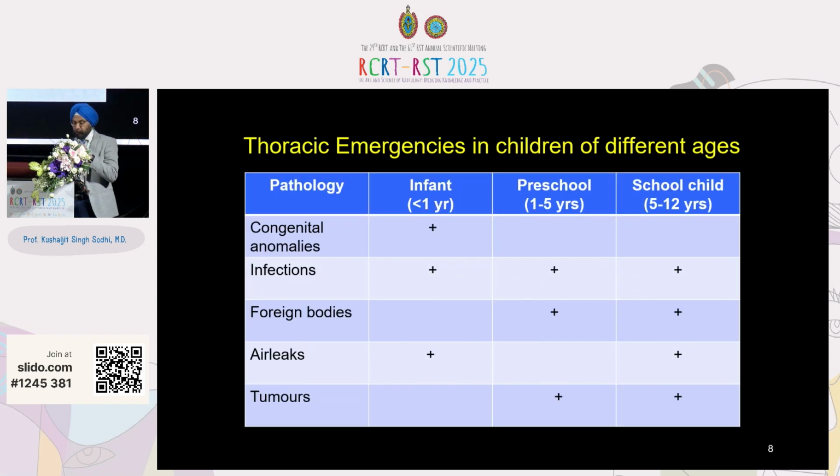Briefly, we can divide the thoracic emergencies in children of different ages according to these broad categories, such as congenital anomalies, which you would obviously see more commonly in a neonate or infant or in the early preschool 1 to 5 years. Infections can be seen across all age groups, even infants or older kids. Foreign bodies are typically seen in children and can bring a child to the ER, but the age group is slightly older, like 2 or 3 years, when the child starts to move around and put things in their mouth. And of course, air leak and tumors. Tumors are uncommon in infants, although you could have lymphoma, leukemias, neuroblastomas even in infants, but they are by and large more common after one year of age.